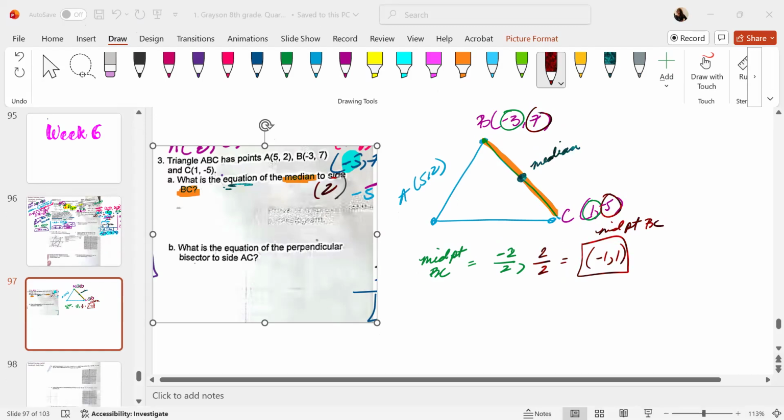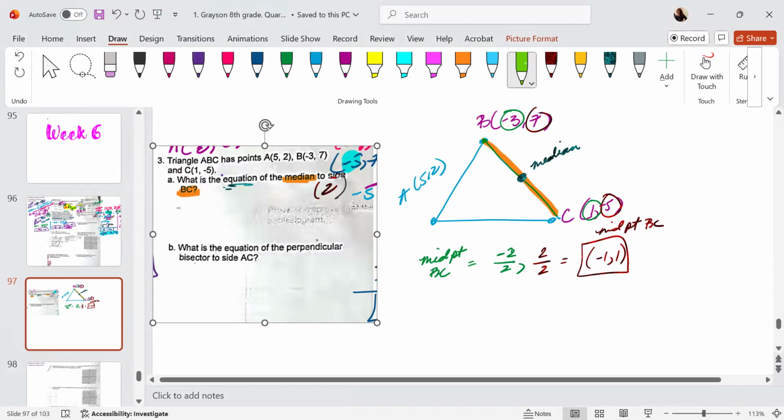So the midpoint is correct, correct? Step 2, but that's not it. So it needs the equation of that. So then the slope from the median, 5 to a negative 1, slope of the median from A to M. Why is it 8? Okay, now I get it.